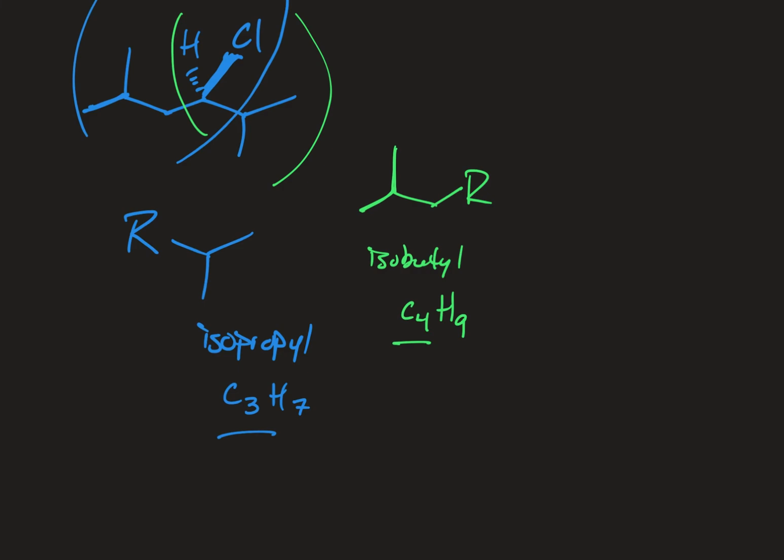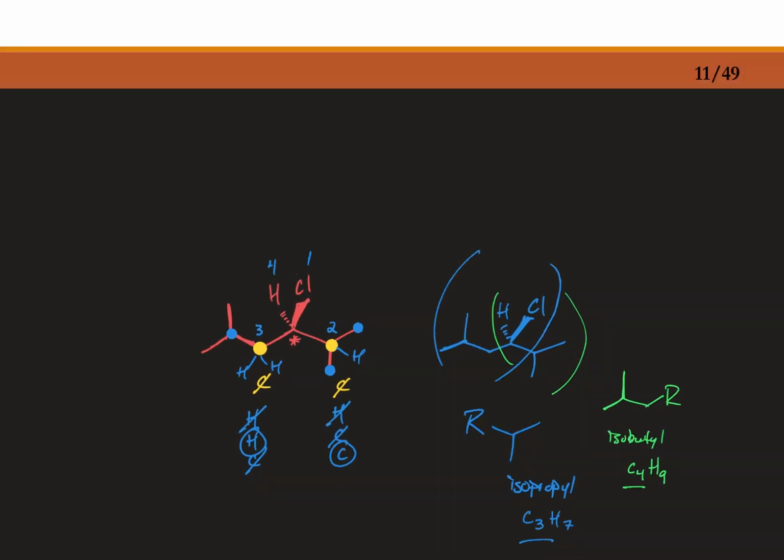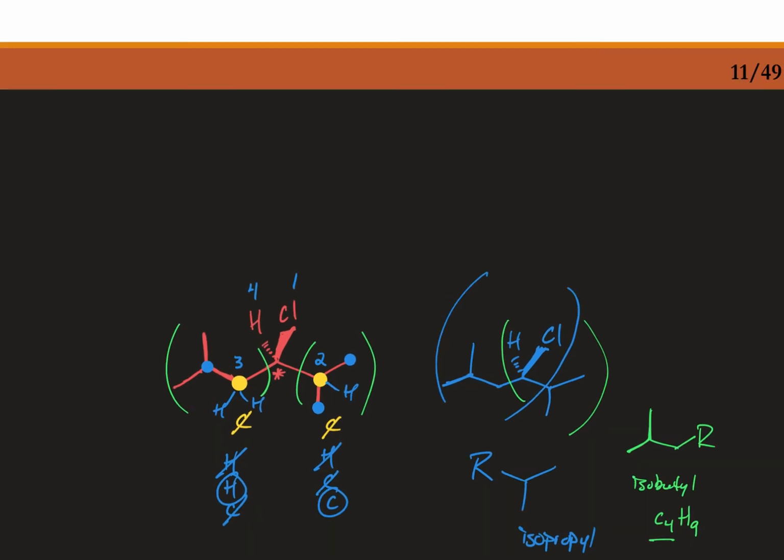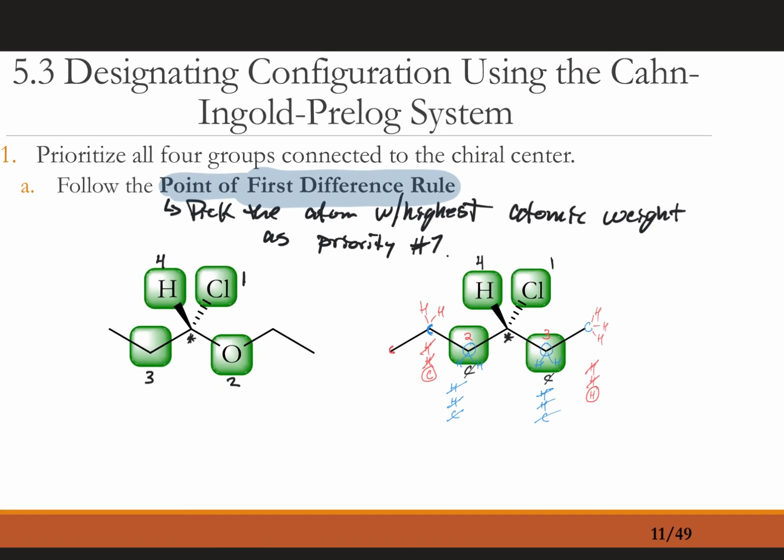It's a bigger group, but it's lower in priority here for the Cahn-Ingold-Prelog system because we have to follow arbitrarily the point of first difference rule. Okay, so it's not only size of the groups. It is size of the groups if they're unbranched. When they're branched, like these two were coming off, you have to follow this point of first difference, going step by step, every atom coming off until you find a difference. And then at that difference, you're picking the atom of highest atomic mass.